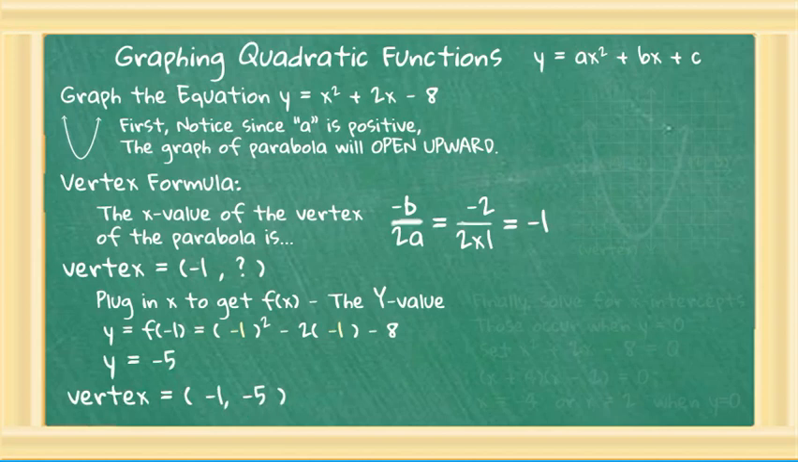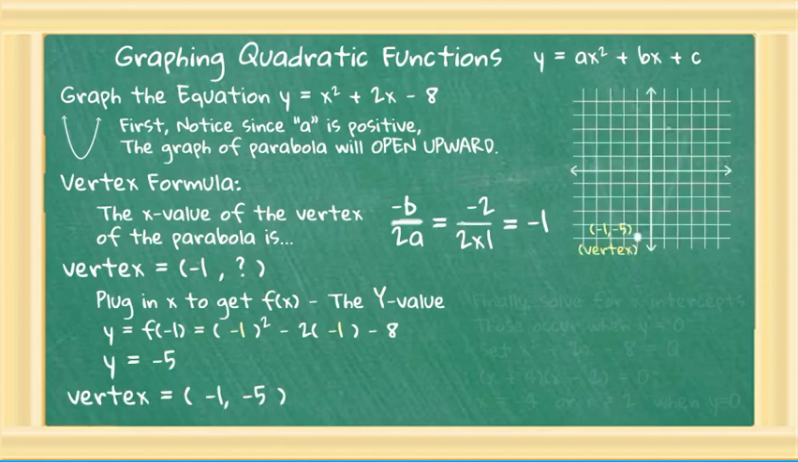Okay, so I'm on my graph here. Negative 1, negative 5 is the vertex. And now I just need to know a couple more points to finish drawing it. So we're going to use the x-intercepts. Okay, we've talked before about the y-intercept in a line. The x-intercept is similar. Where does it cross the x-axis?